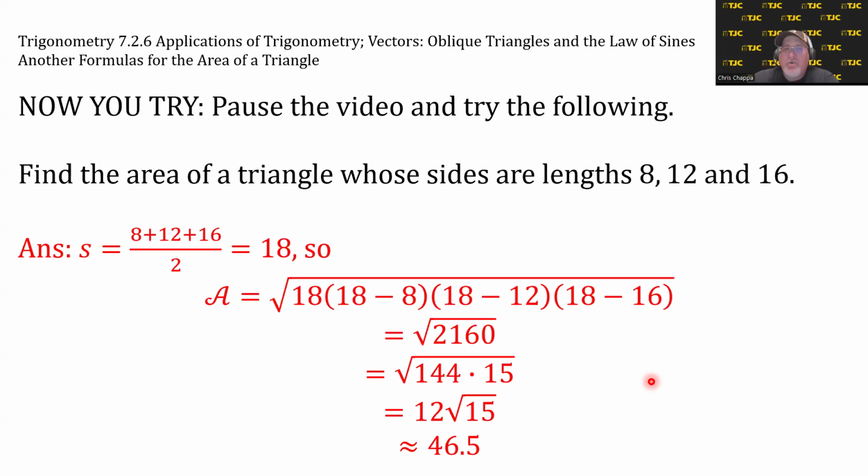which is the square root of 2,160, which factors into 144 times 15. The square root of 144 is 12. So the exact area is 12 times the square root of 15, which is approximately 46.5.